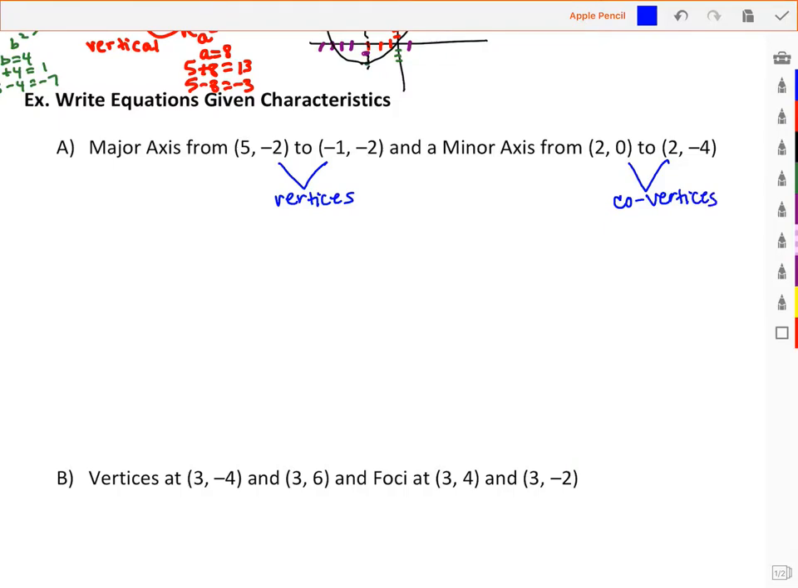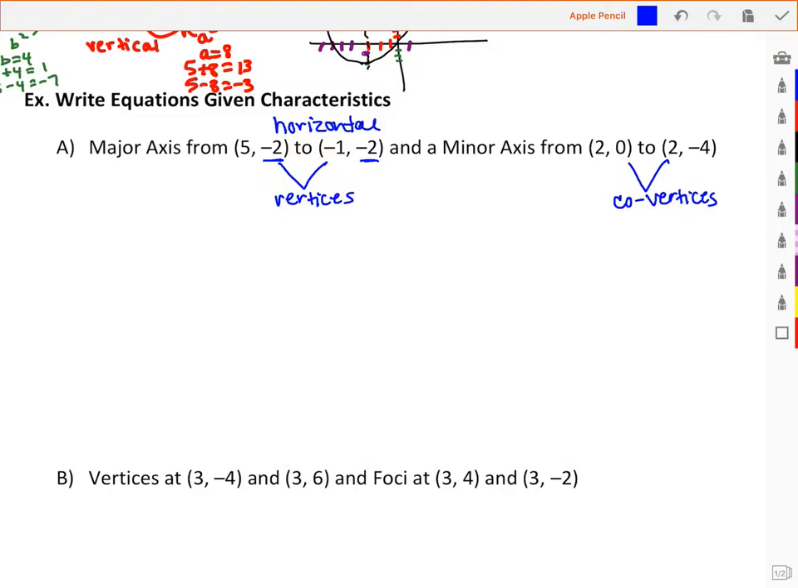So first we have to decide if this is horizontal or vertical. Looking at my vertices, I see that my y values are the same, which tells me that this would be horizontal. Because if you remember, your vertices are h plus or minus a, comma k, which means for both of them, the y value is the same number. So because the y is the same on both vertices, this is horizontal.